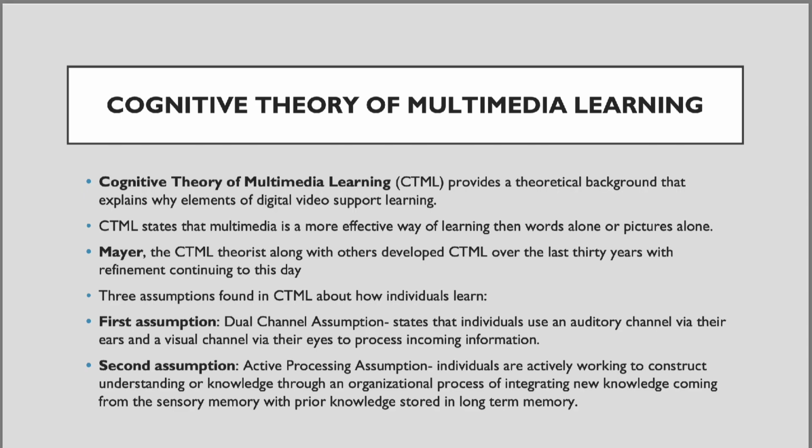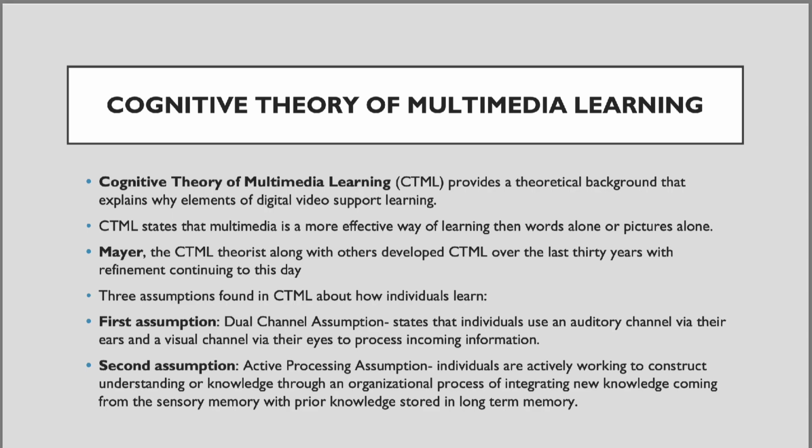CTML states that multimedia, which is the use of words and pictures together, is a more effective way of learning than words alone or pictures alone. Mayer, the CTML theorist, along with others, developed CTML over the last 30 years with refinement continuing to this day. Baddeley's theory of working memory, Paivio's dual coding theory, as well as cognitive load theory all contributed to the development of CTML. Each author's work contributed to the three assumptions found in CTML about how individuals learn.